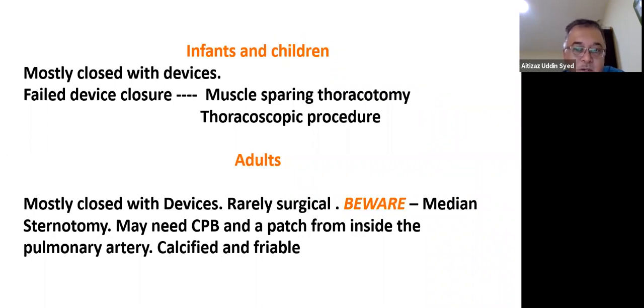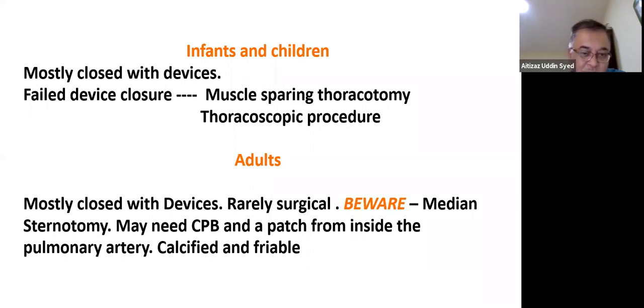And muscle sparing thoracotomies are better, or thoracoscopic procedures where VATS type of procedures can be done. It's possible. The expertise is there. They're very much possible. Adults are mostly closed with the devices. Very rarely an adult will be presented to you for surgical closure. But beware of the adult PDA. Adult PDA is a difficult situation.